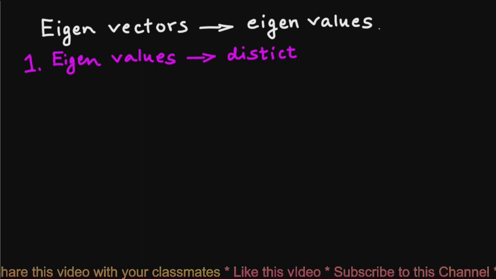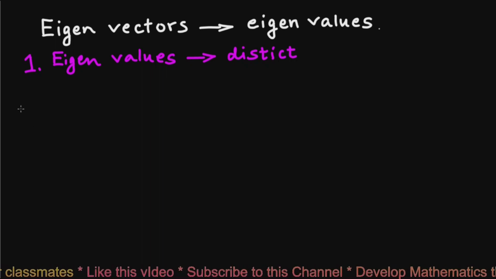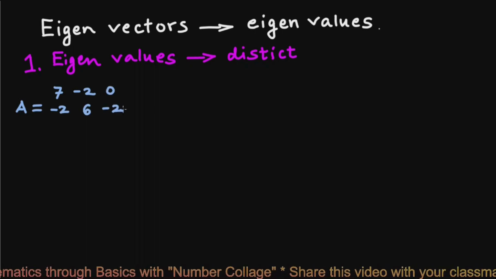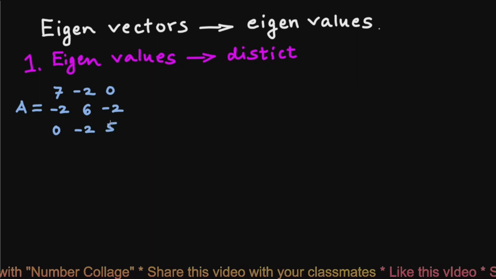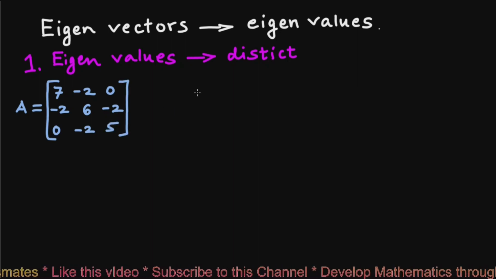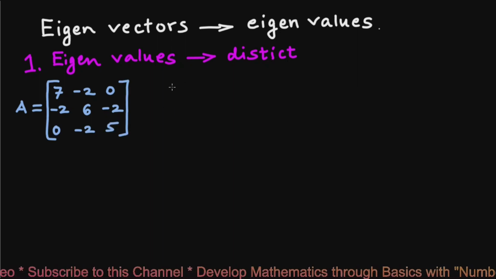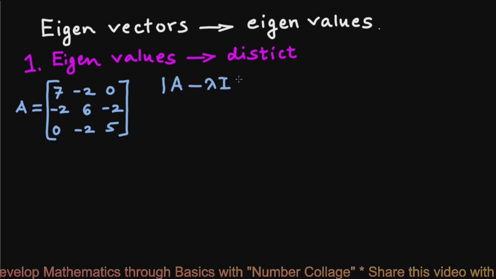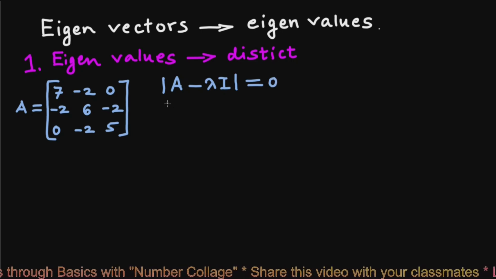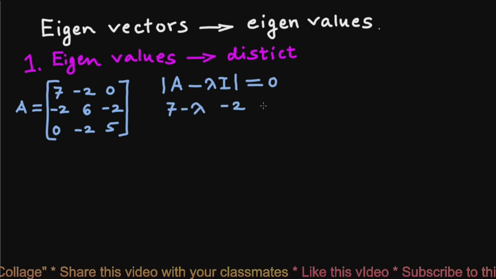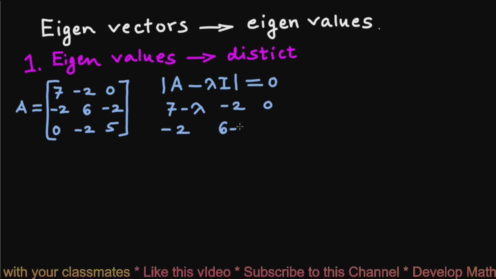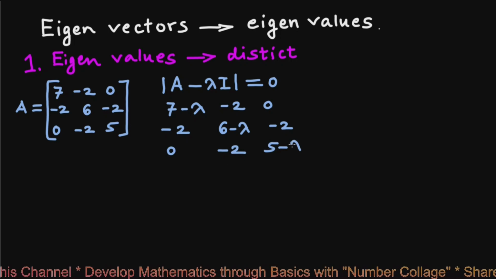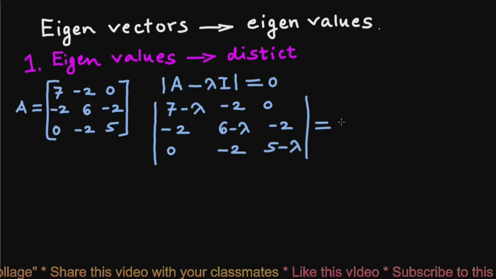To understand this, let us consider a matrix A: 7, minus 2, 0; minus 2, 6, minus 2; 0, minus 2, 5. In order to find its eigenvalues, let us write the characteristic equation: determinant of A minus lambda I equals 0. That will be the determinant of 7 minus lambda, minus 2, 0; minus 2, 6 minus lambda, minus 2; 0, minus 2, 5 minus lambda, equals 0.